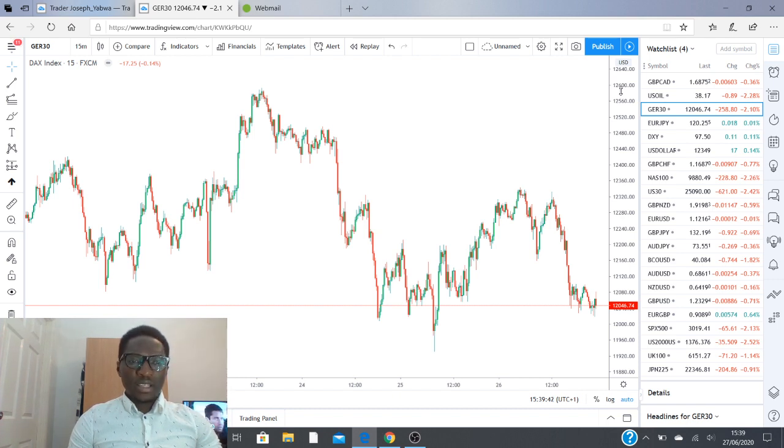Now the butterfly pattern is actually one of my favorite patterns, simply because all the advanced patterns do look really good once you're able to identify them on a chart and draw them. But the butterfly pattern is just a special pattern, and not many people know how to actually trade it or how to even identify it on a chart.